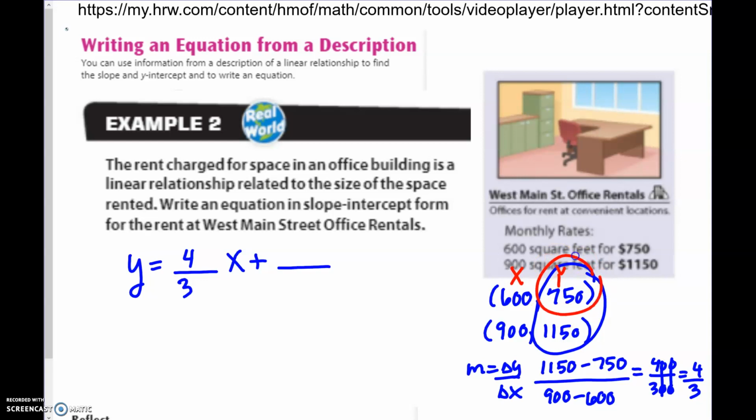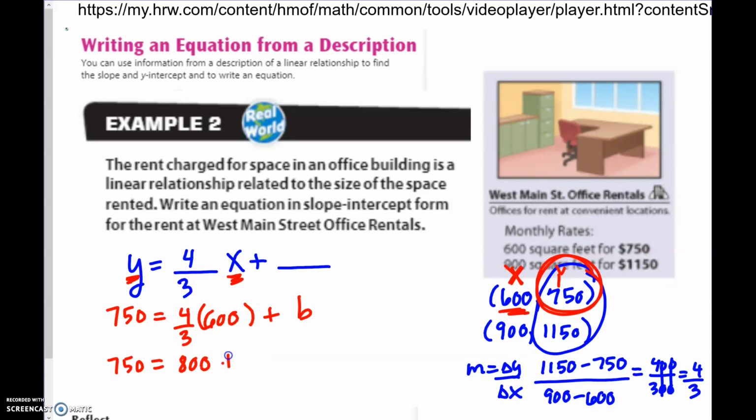So in place of y, I'm going to put 750. So in place of this y, I'm going to write 750. I leave my 4/3. Now I'm going to substitute, and in place of this x, I'm going to put this x value, which is 600, and what I'm looking for is my y-intercept. So right now you're going to want to grab your calculators, and you're going to do 4/3 times 600. So you can certainly use your calculators for that. It is 800 plus b. And now what we're going to do here is we're going to subtract 800 from both sides.